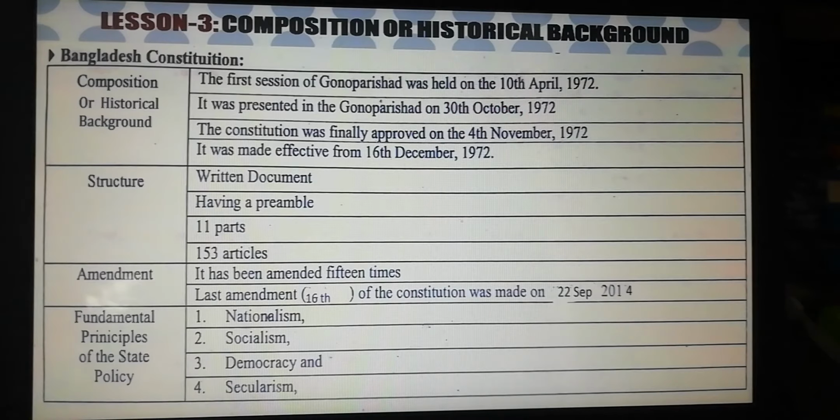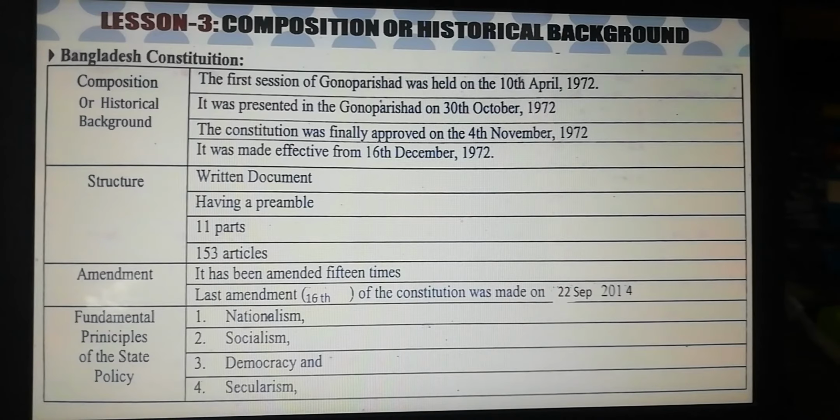On 30th October 1972, and finally this constitution was approved in that Ganaparishad parliament on 4th November 1972. Different types of debate arose, and we brought some addition, and finally we in the parliament approved the constitution, the basic laws of the state, on 4th November.